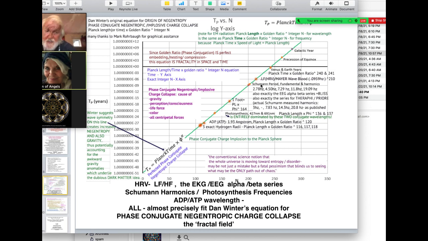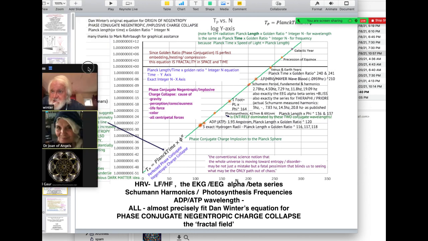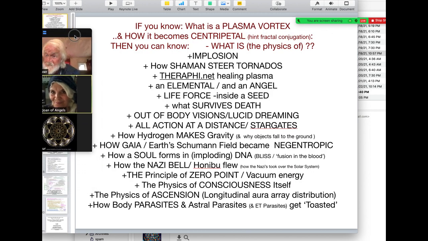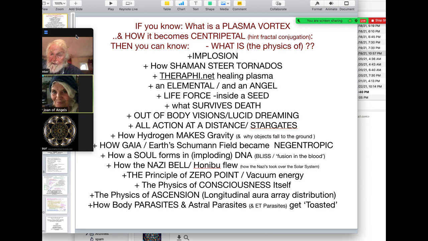It produces the Schumann harmonics, the brainwave harmonics, the heart rate variability harmonics, the LF, Mayer wave, 0.1 hertz. It produces the Venus year, Earth year, galactic year, and precessional year, all predicted by my equation named origin of biologic negentropy. So that is a geometry of perfect implosion that is the way out of chaos and proves that your physics teacher was wrong when she said, he said, the universe is condemned to entropy. That is a lie. There is a way out of chaos. For example, how the Schumann harmonics make the Earth grid negentropic, named the Gaia principle.